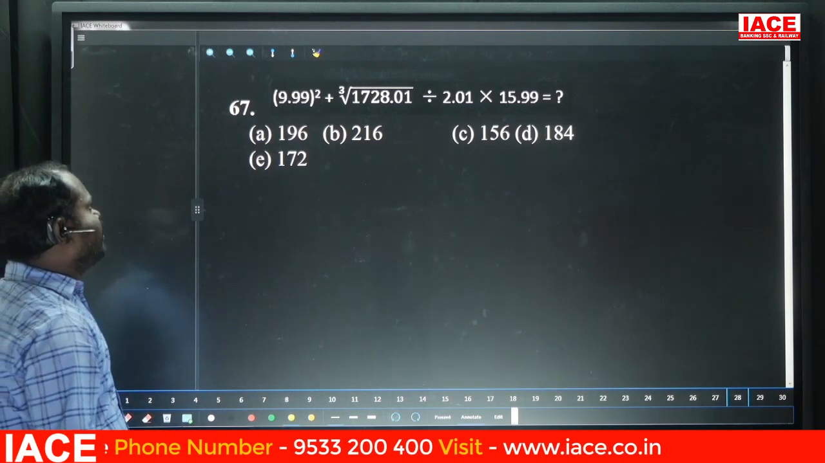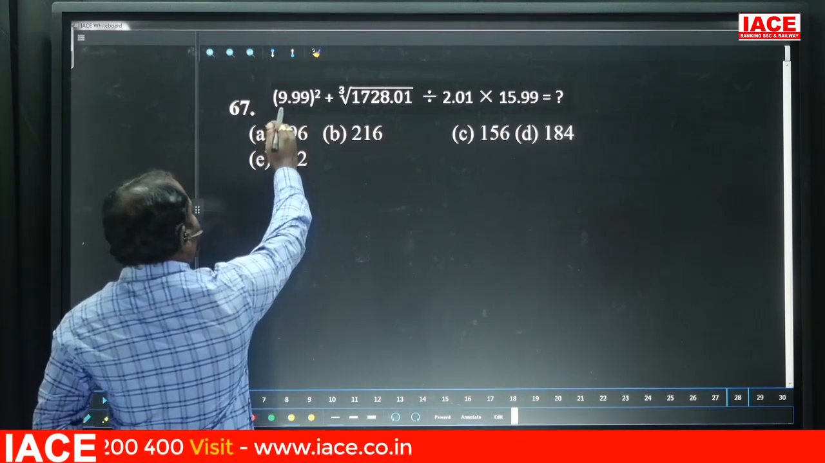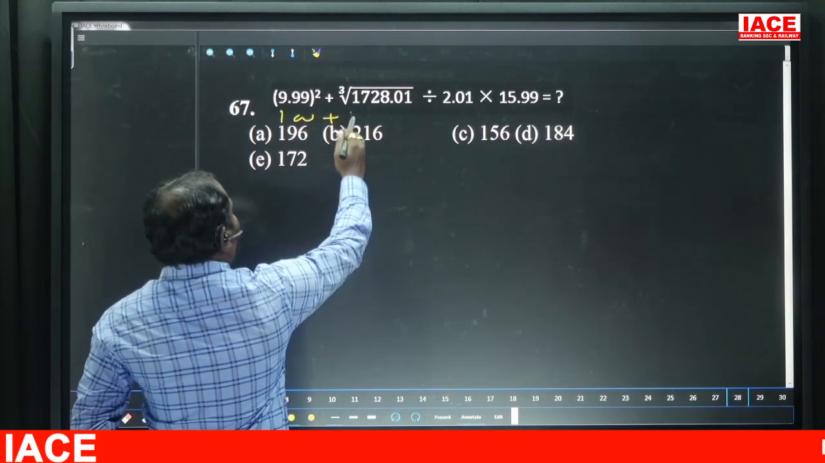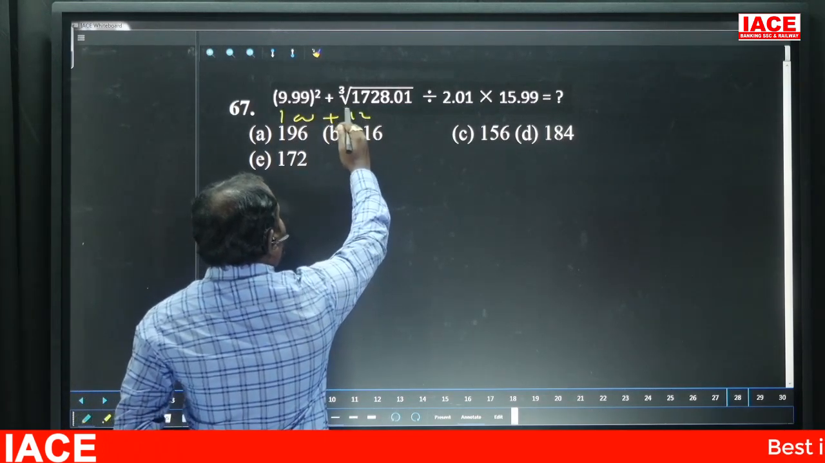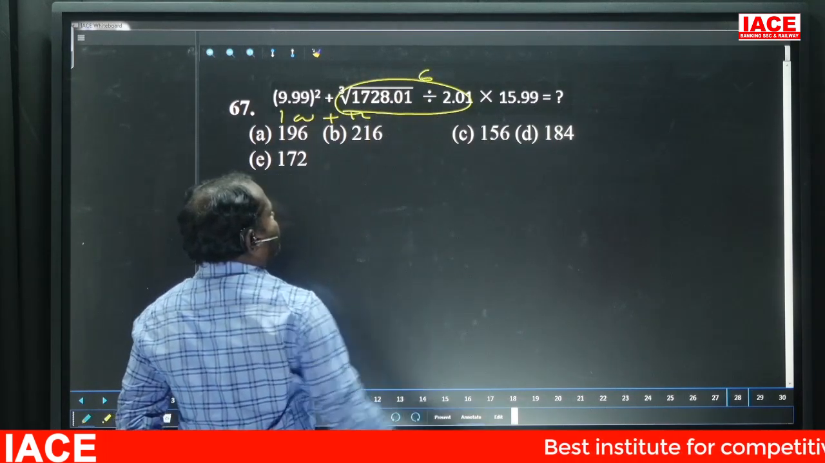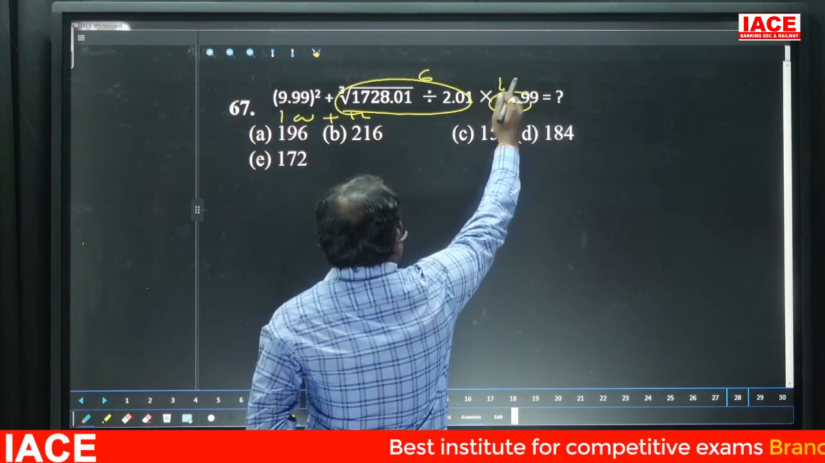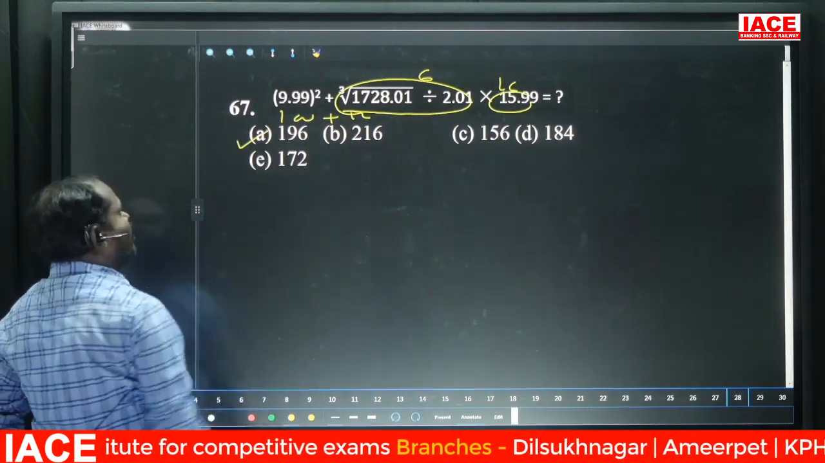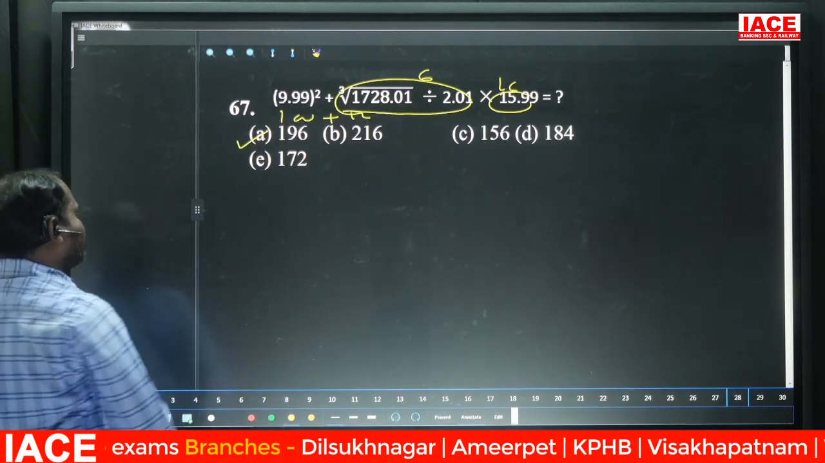9.9, roughly take it as 10 square, 100. It is 100. That is 12 cube... 100 plus 12 by 2. It is 12 by 2, nothing but 6 into 16, 96, plus 100, 196. Option A, 196.